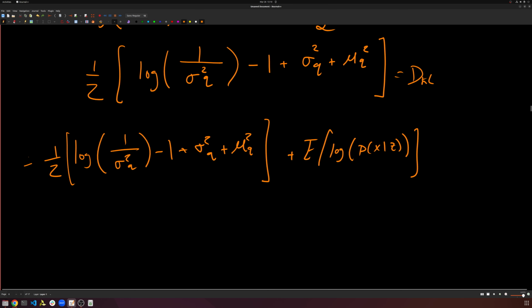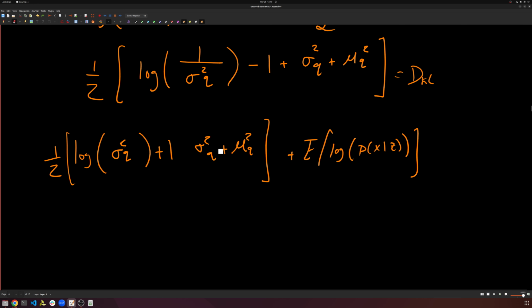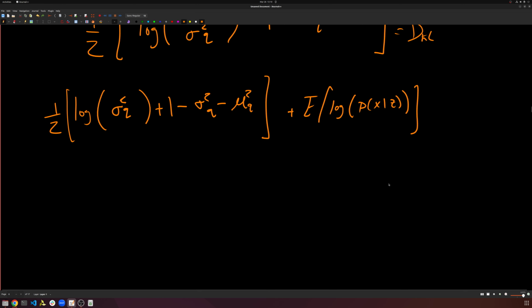Let's stick the negative inside everything, just so it's clear. If we multiply everything by -1, 1 over this will just flip, so this will become log sigma squared q, right? That's a simplification. The minus 1 will become a +1, and then both of these will become negative. So it's going to be negative this and negative this, plus our reconstruction loss. And what we want to do is maximize this, right?